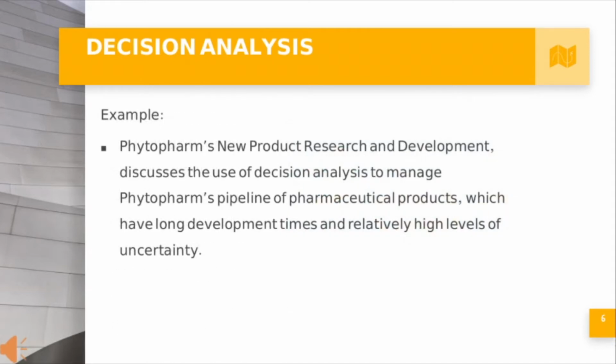Here is one example of application for decision analysis. Phytoparm's new product research and development discusses the use of decision analysis to manage Phytoparm's pipeline of pharmaceutical products, which have long development times and relatively high levels of uncertainty. Even when a careful decision analysis has been conducted, the uncertain future events mean that the final outcome is not completely under the control of the decision maker. In some cases, the selected decision alternative may provide good or excellent results.